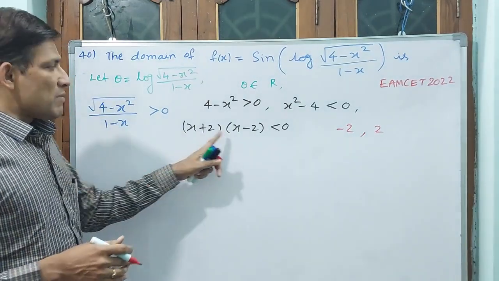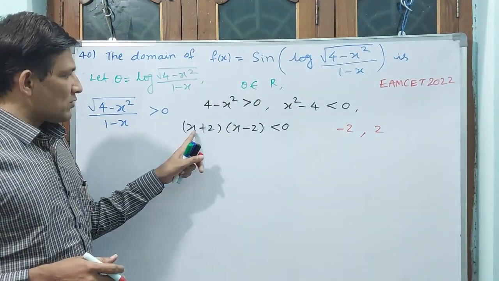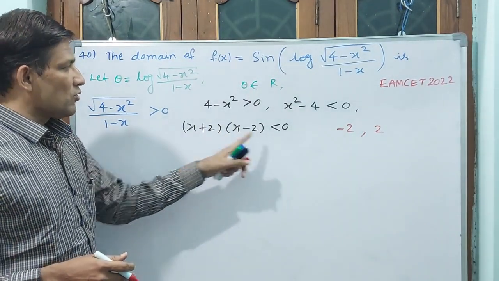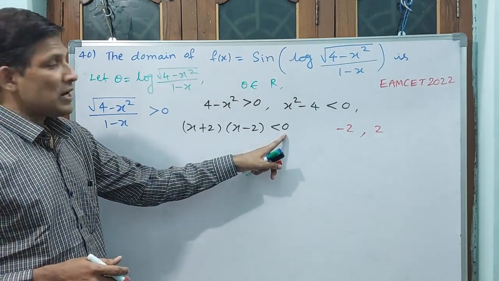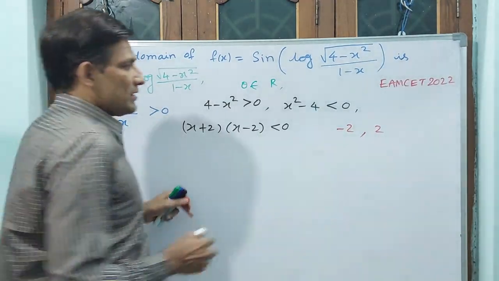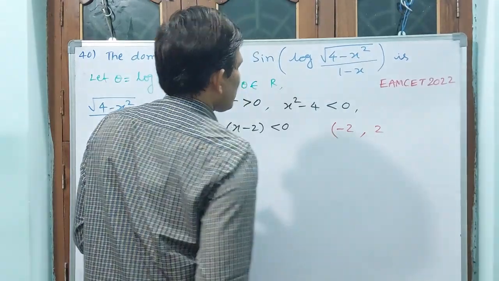Wait. Can you give minus 2? No. If you give minus 2, automatically this is going to become 0. But 0 should not be. Less than 0 should be. Then it is open interval.